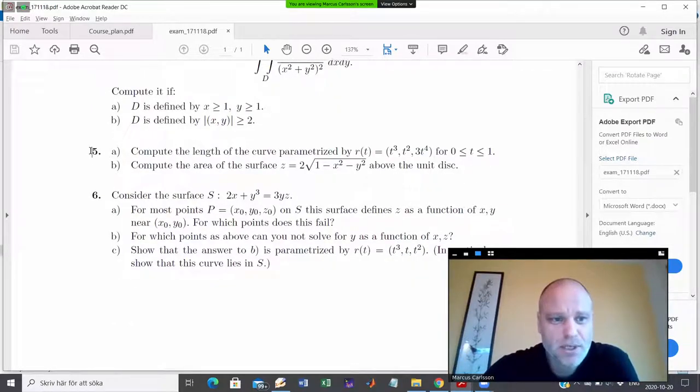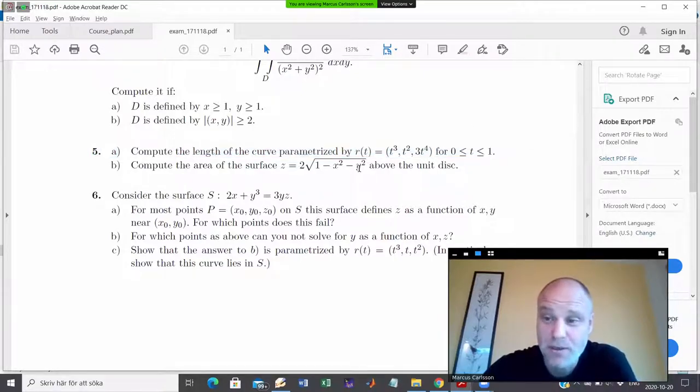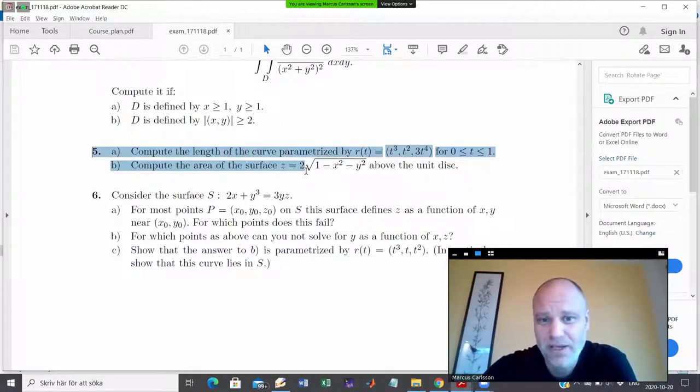5A has a bug, it says. That has a bug in the sense that you can't compute the integral. It doesn't mean that you can't write up the expression for the length of the curve in this case. So you can still try to solve 5A as long as you don't start computing something. You can write up the correct expression for that.